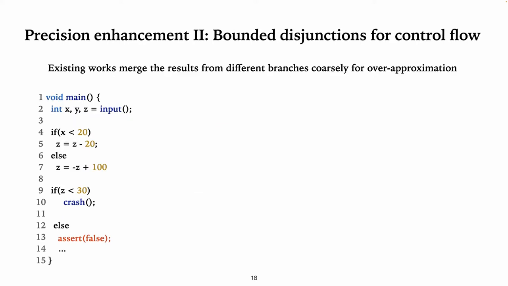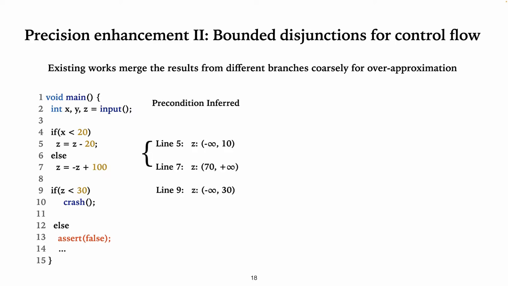The second enhancement is for mitigating the precision loss when paths explode. Existing work introduced precision loss when merging the results from different branches coarsely to ensure the over-approximation. For example, even though existing work can infer the precondition for branches at line 5 and 7 precisely, the precision loss occurs when reaching line 4, where two branches meet. To ensure the over approximation, the precondition for variable z is unbounded and thus cannot filter any infeasible paths.